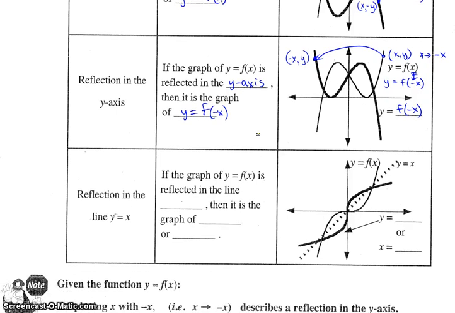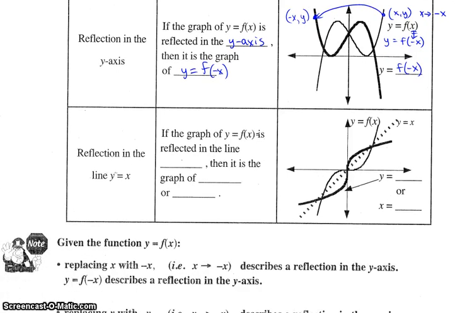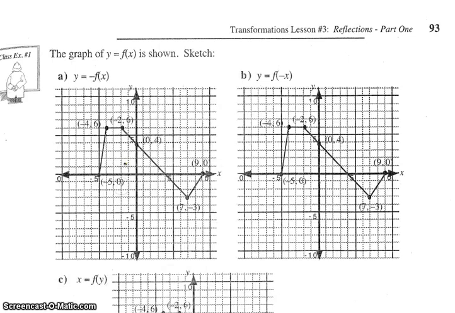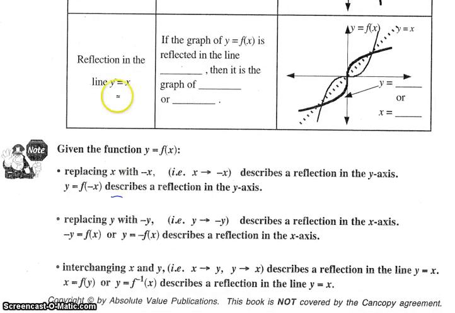Our third reflection we're going to look at, or summarize here, is the reflection in the line y equals x. Sorry about that. We have looked at that already in our last unit on functions. That essentially is an inverse if we reflect in the line y equals x. So if the graph of y equals f of x is reflected in the line y equals x, see that line drawn on this graph here? Then it is the graph of, now think back to inverses from the functions unit. To find the inverse, we switch x and y.